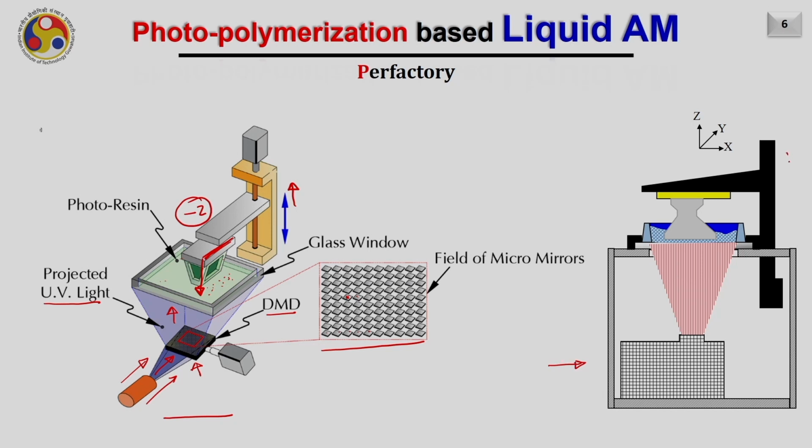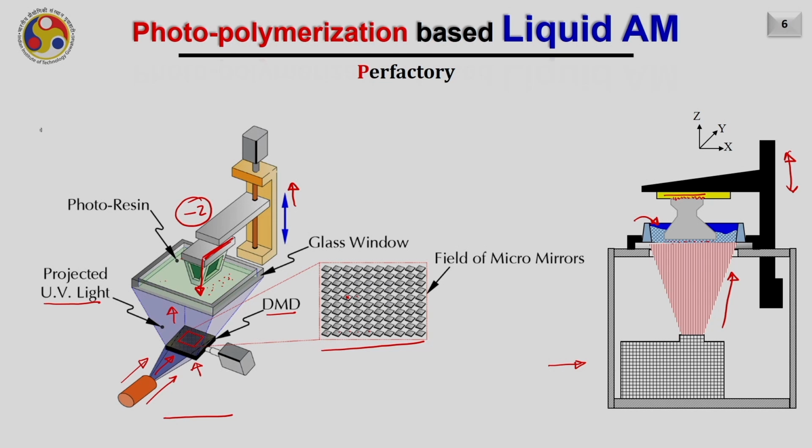Here again you can see this is the platform which goes up and down. This is the plate on which the part sticks, and this is the liquid resin. The UV light is falling from the bottom side through a transparent window, and it cures the liquid resin available at the bottommost part.